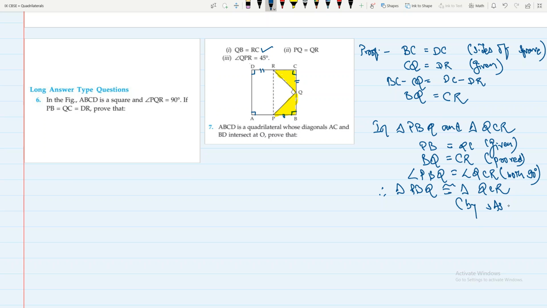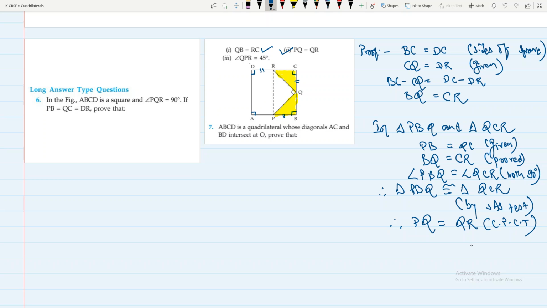By SAS test. ठीक है, ये तो congruent हो गया. And therefore, look at this thing. We have to prove that PQ is equal to QR. Therefore, we can say that PQ is equal to QR by CPCT. ठीक है, ये भी हो गया प्रूव.